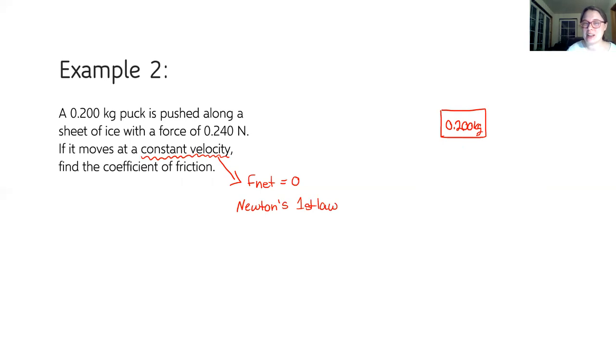So we have a 0.2 kg puck. It's pushed across the ice, so we'll say that's the force there. 0.240 newtons is the force applied. And we'll draw our surface just so we're reminded that it's there. Gravity is going to pull down. It's always there. If it's on a surface, there's always something balancing gravity. That's our normal force. And the question says friction, so we know there's friction and it's going to be opposite of my push.